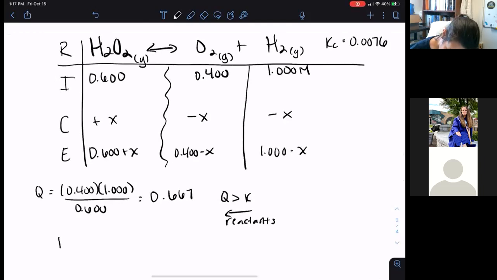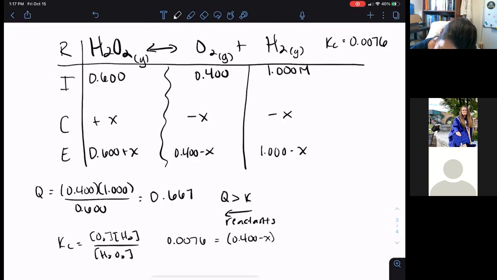So Kc is equal to O2 concentration times H2 concentration divided by H2O2 concentration. So we have 0.0076 is equal to 0.400 minus X, 1.000 minus X, and then 0.600 plus X.